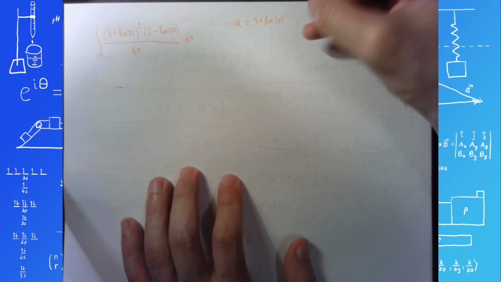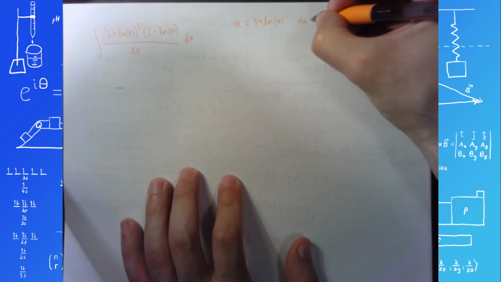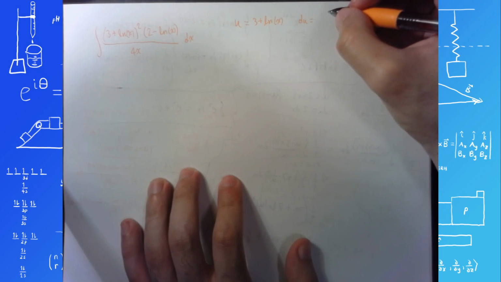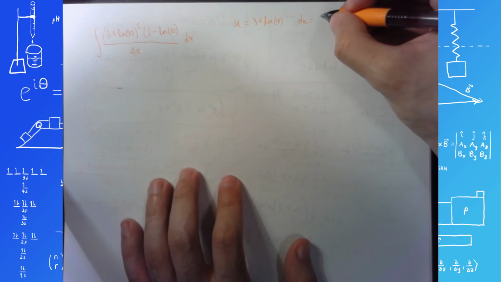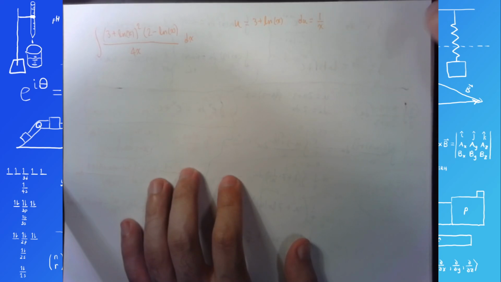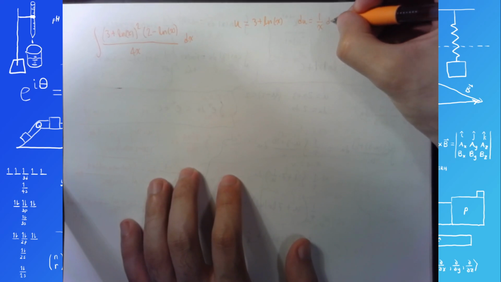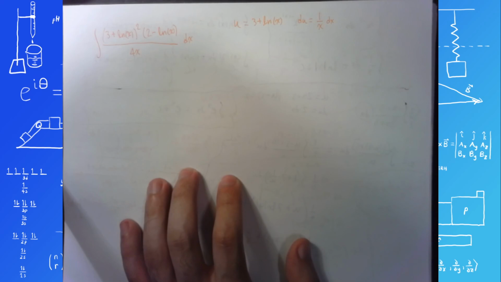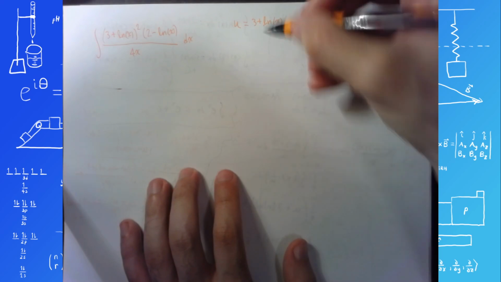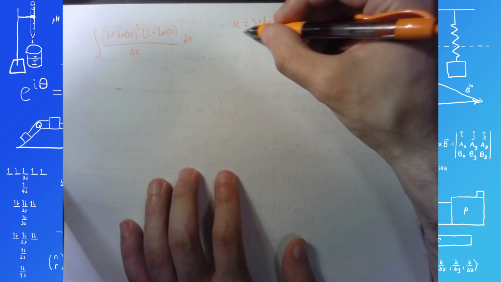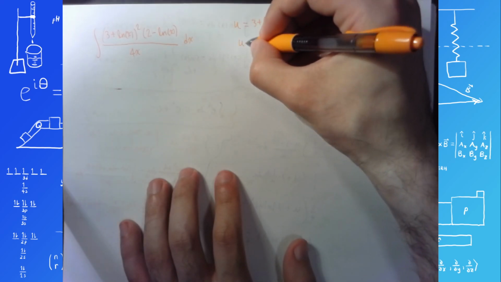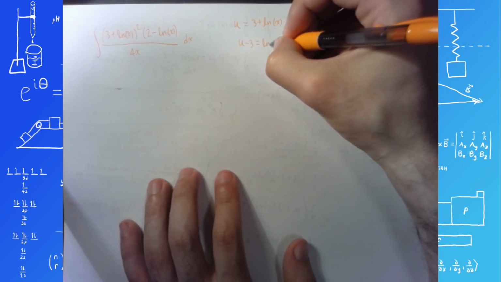If I take the derivative, then I get du equals, derivative of 3 is nothing, derivative of natural log of x is 1 over x. And then, of course, dx. Now if I back substitute, I don't want to solve for x, I want to solve for natural log of x. So natural log of x is going to be u minus 3. If I subtract 3 on both sides, u minus 3 equals natural log of x.